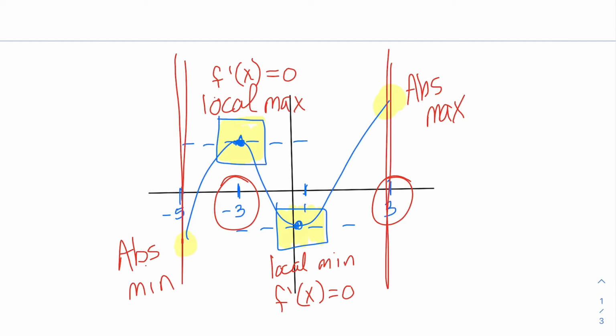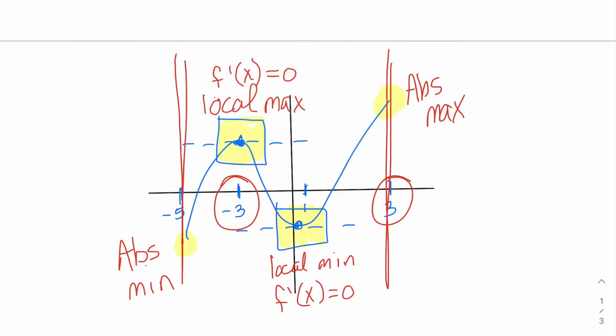So the difference between a local max and local min versus absolute max and absolute min is that when testing for your absolute values, you have to plug in those endpoints and make sure that you don't have any additional values that are either greater than the local max that you found or less than the local minimum that you found, in order to see whether or not you have a different absolute max from what your local max was, or a different absolute min from what your local min was, like we see here.